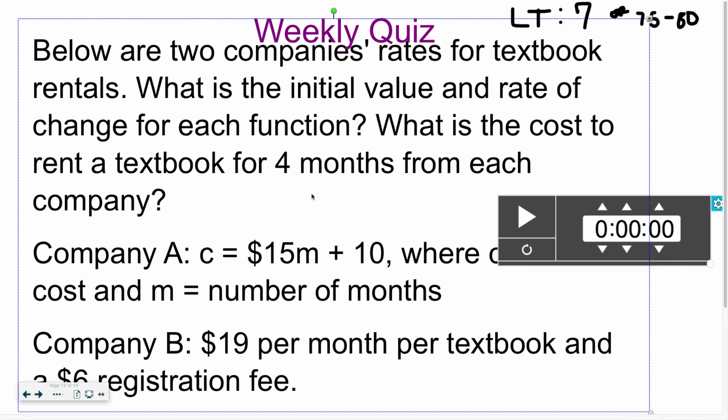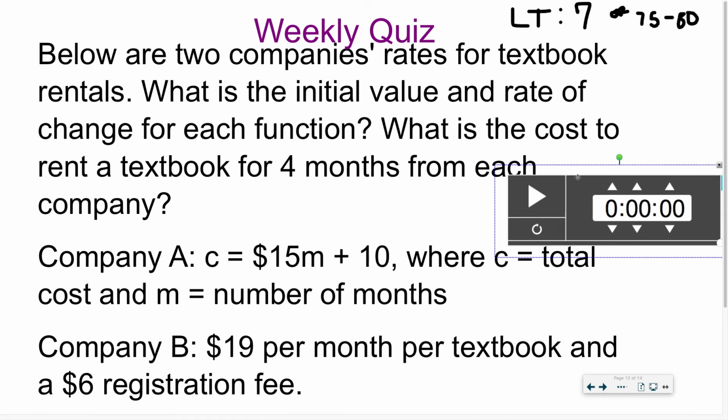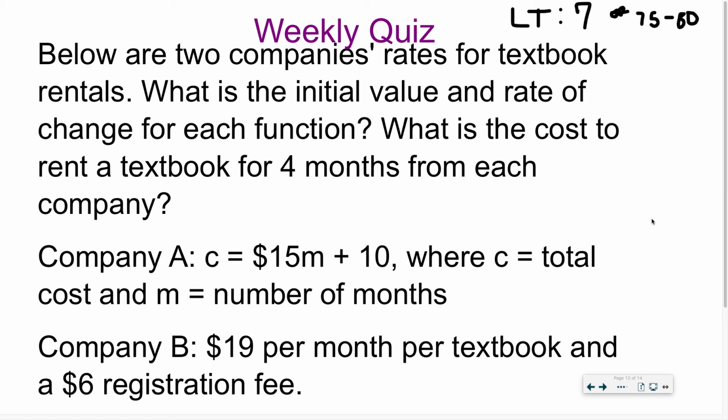Weekly quiz. Below are two companies' rates for textbook rentals. What is the initial value and rate of change for each function? What is the cost to rent a textbook for 4 months from each company? So here's company A. There's an equation there, C equals 18m plus 10. And it tells you C is the total cost and M is the number of months. And then company B tells you $19 per month per textbook and a $6 registration fee.